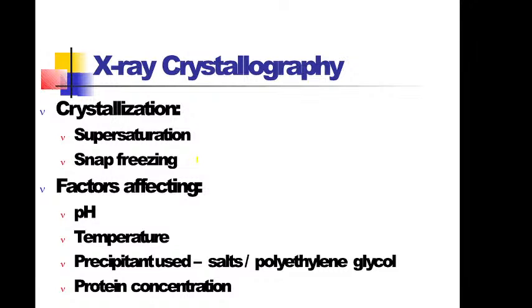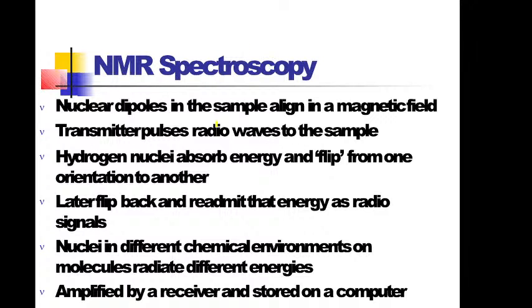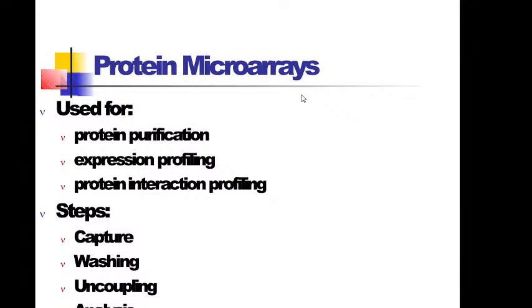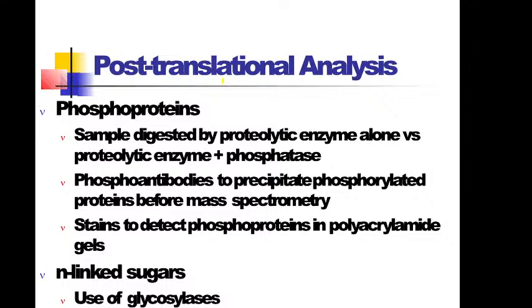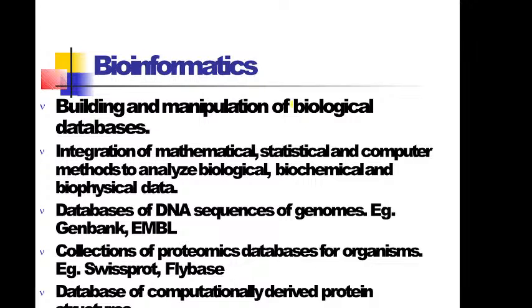This is X-ray crystallography. Then we have NMR spectroscopy, which is a part of chemistry basically. Then we have post-translational analysis also. This microarray we already discussed. Protein microarrays. After it we have bioinformatics.